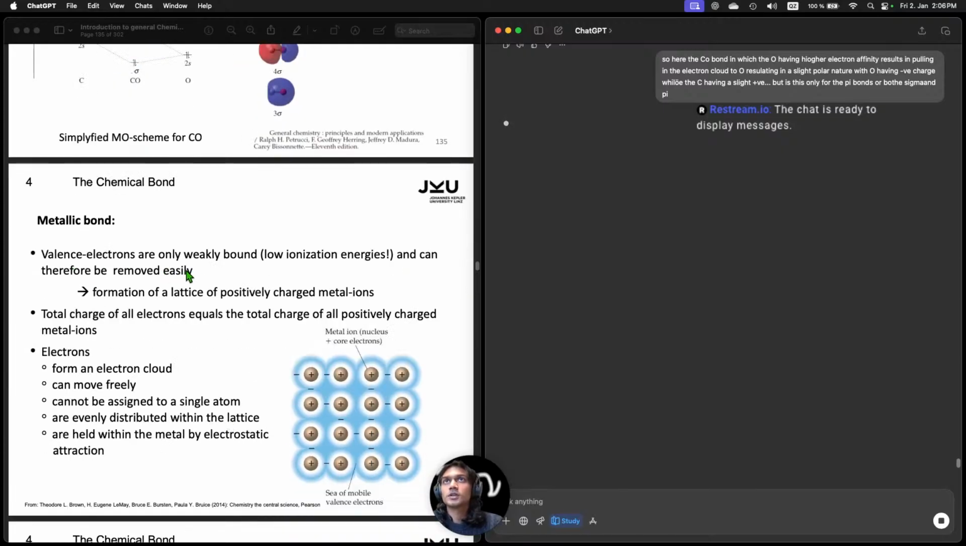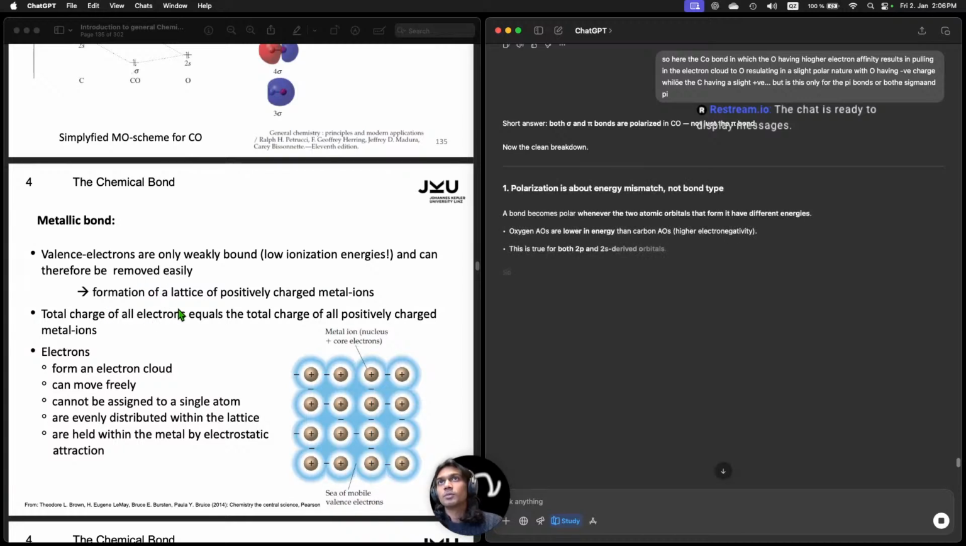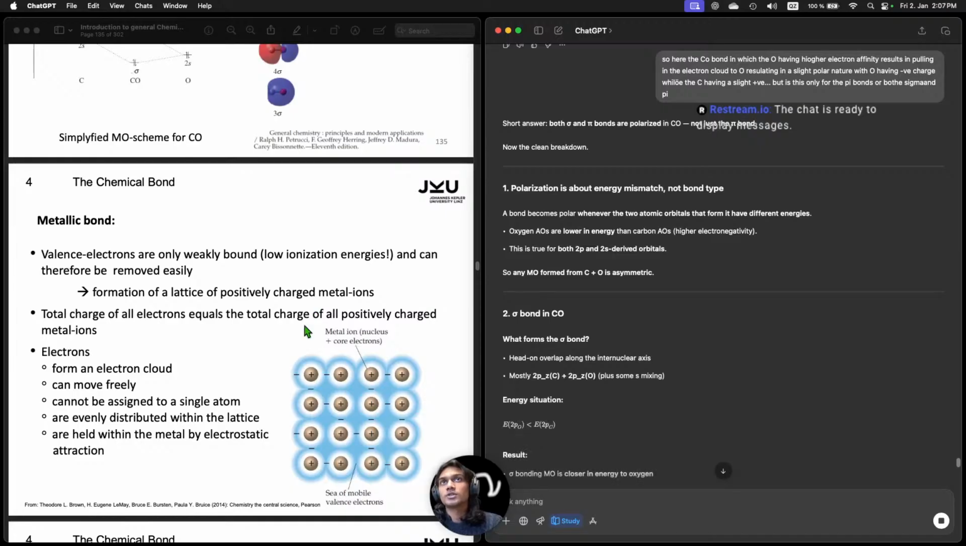Valence electrons are only weakly bound and can therefore be removed easily. Formation of a lattice of positively charged metal ions. Metal ion: nucleus plus core electrons. Total charge of all electrons equals total charge of all positively charged metal ions.